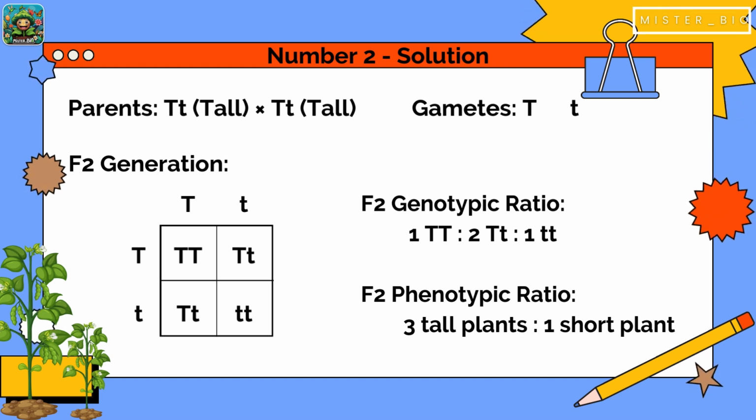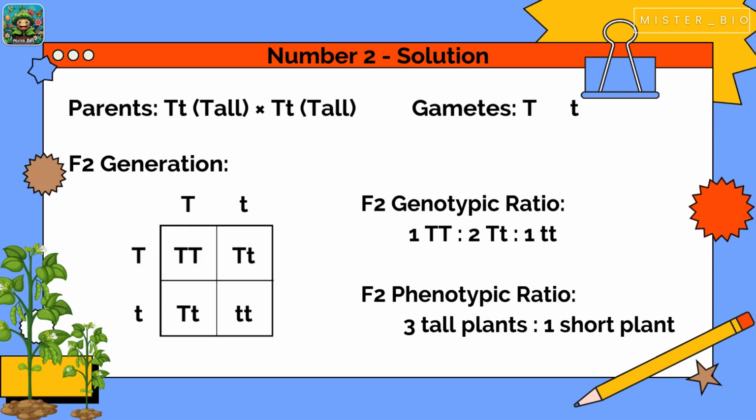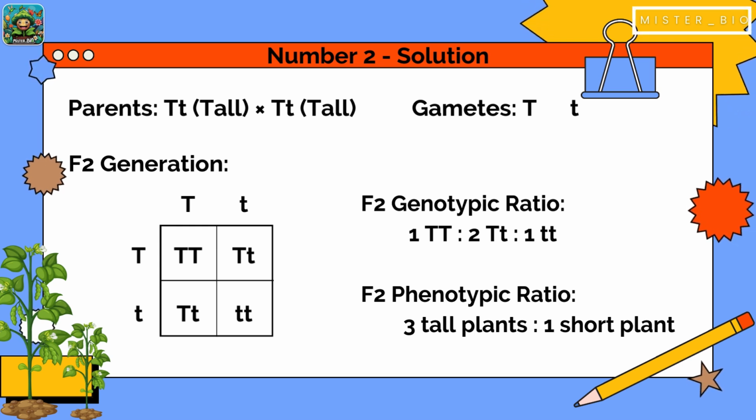based on the test cross, we would have the offspring such as one homozygous tall, represented by two uppercase T, and then two heterozygous tall, which is one uppercase T and one lowercase t, and then one homozygous short, or the homozygous recessive, which is represented by two lowercase t.